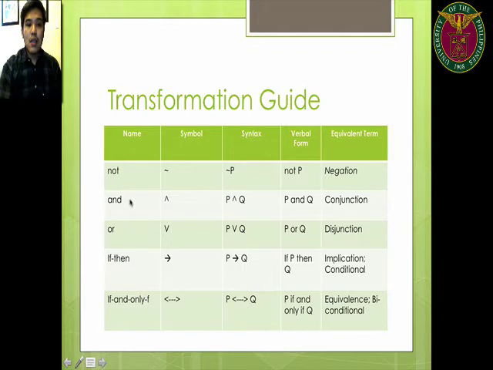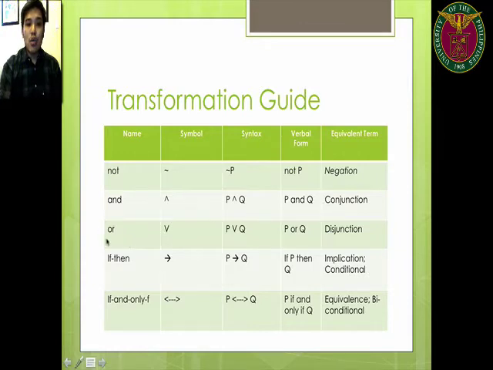The next connective is and. The symbol for and is usually the caret on the keyboard, and the syntax is a proposition P and another proposition Q. So this is how you read it: P and Q. The equivalent term is a conjunction.